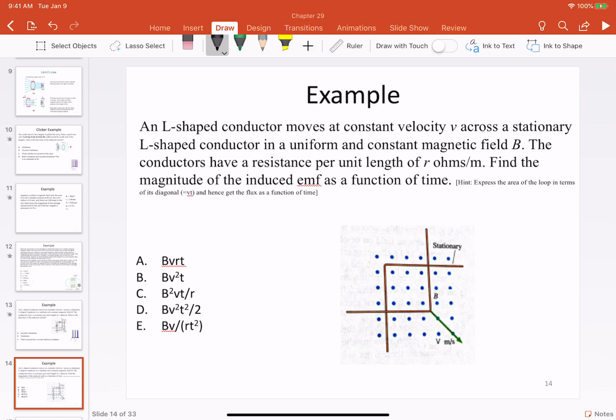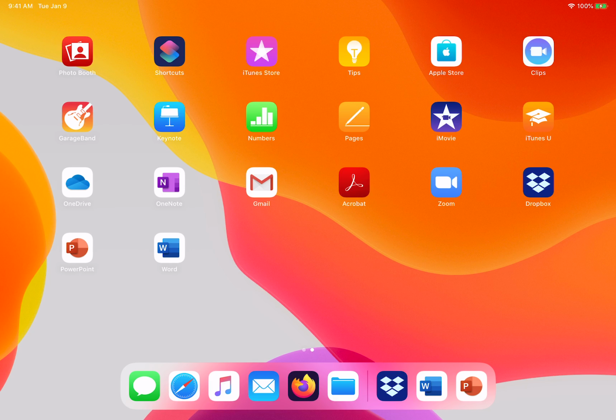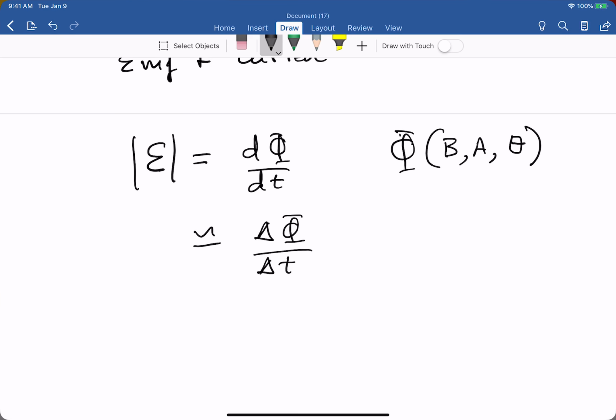There's a second part of this problem where it asks you what is the magnitude of the induced EMF? So we've already figured out the direction of the induced EMF using Lenz's law. What is the magnitude of the induced EMF? So let's see how we would do that. Let me just find that problem over here on my big screen. Okay, all right.